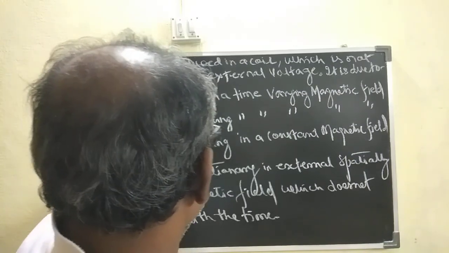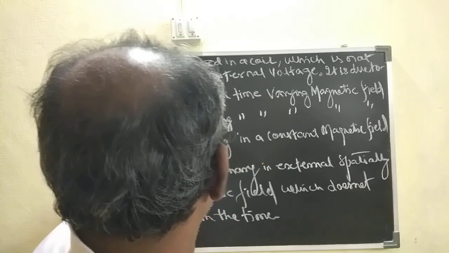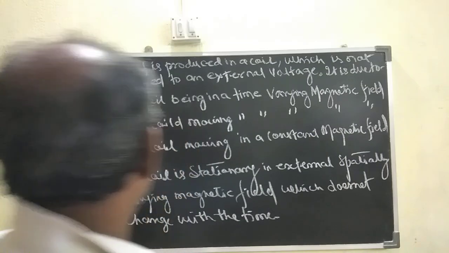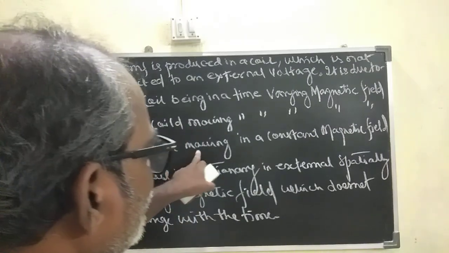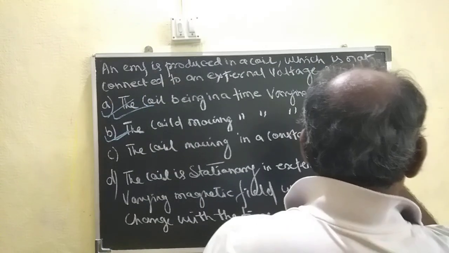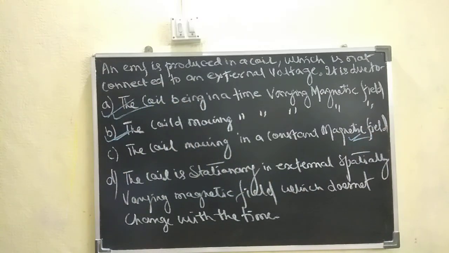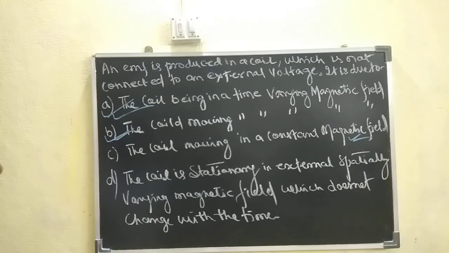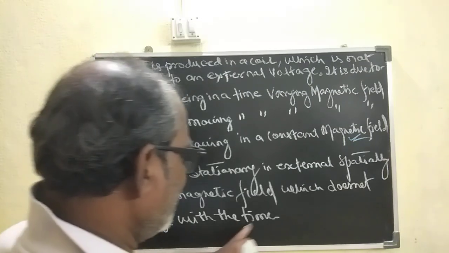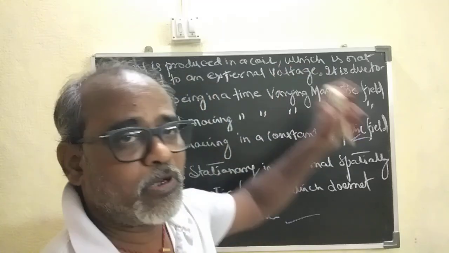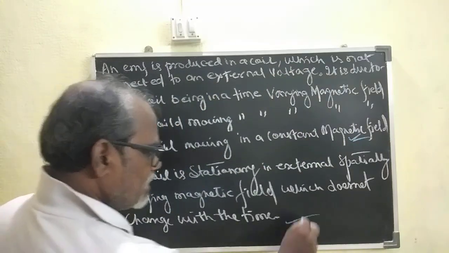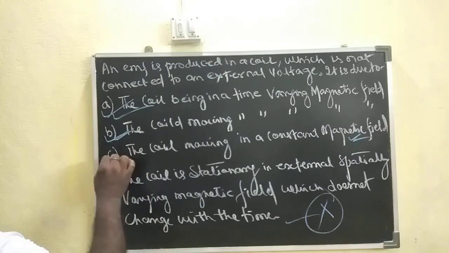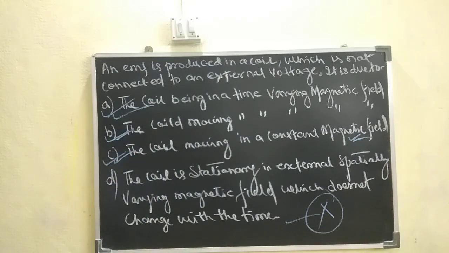Next is that the coil moving in a time varying magnetic field, this has to be correct. Also the coil moving in a constant magnetic field, this has to be correct. In the fourth option it is given that the coil is stationary in an external spatially varying magnetic field which does not change with time. So if it happens, there would not have been the phenomenon of electromagnetic induction. So we cannot say that this option is correct. So this option is wrong, whereas options A, B and C are correct.